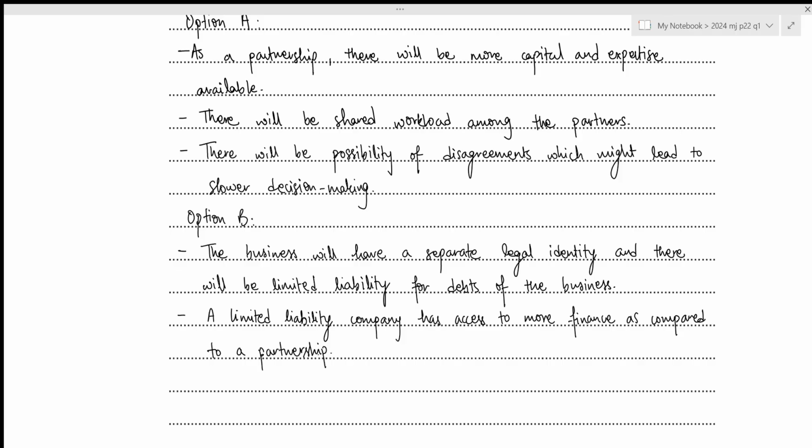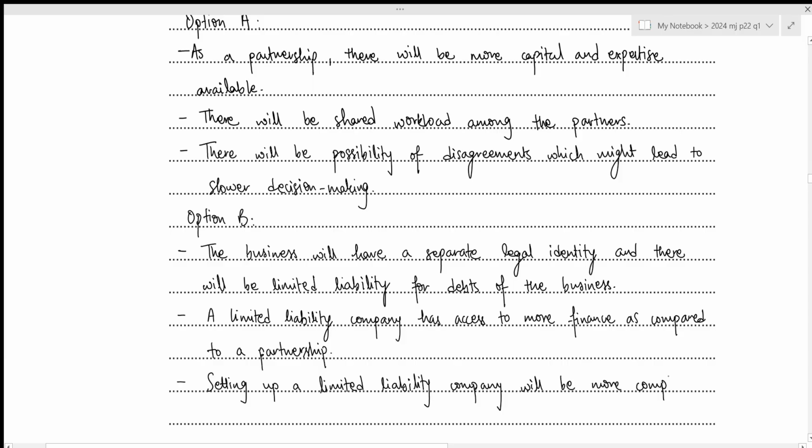Now let's talk about disadvantages. The major disadvantage would be that setting up a limited liability company will be more complicated and expensive as compared to setting up a partnership business. Let's write it down. Setting up a limited liability company will be more complicated and expensive. Alright, that is all for our comments.